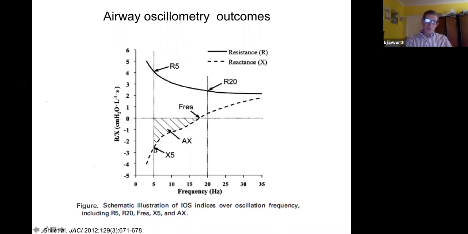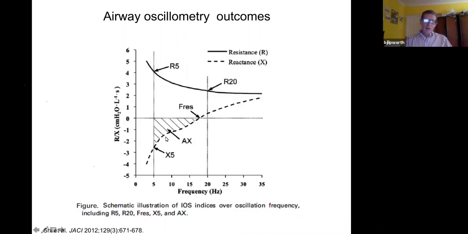So this tells you about the elasticity or capacitance of the lung in the small airways. Then if you take the line up to where it crosses the zero, this is what's called the resonant frequency. And this is the point at which capacitance and inertance cancel each other out. So this is the line here. So that's the resonant frequency, which you'll see as well.